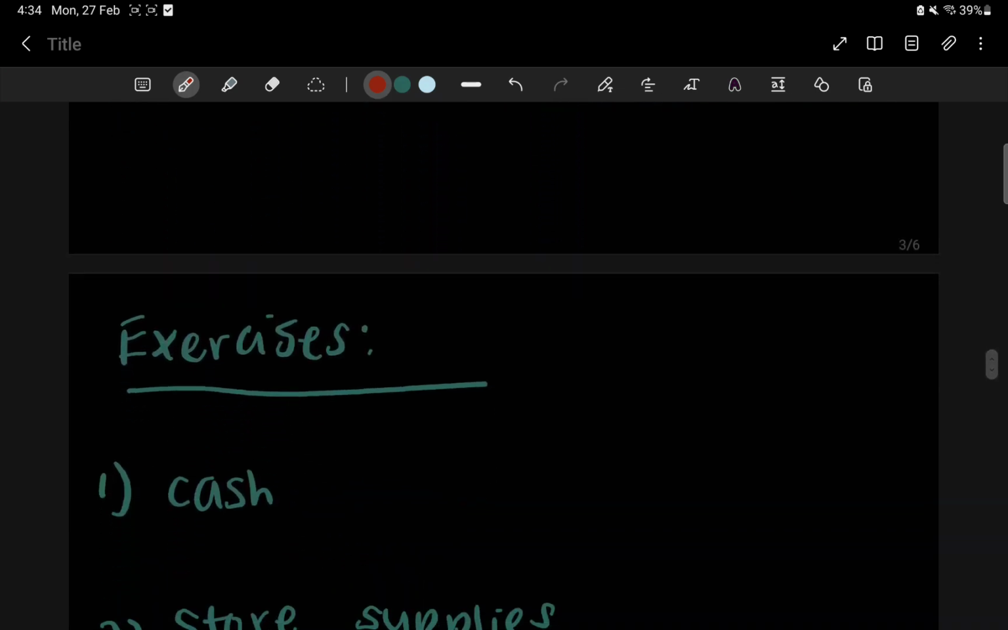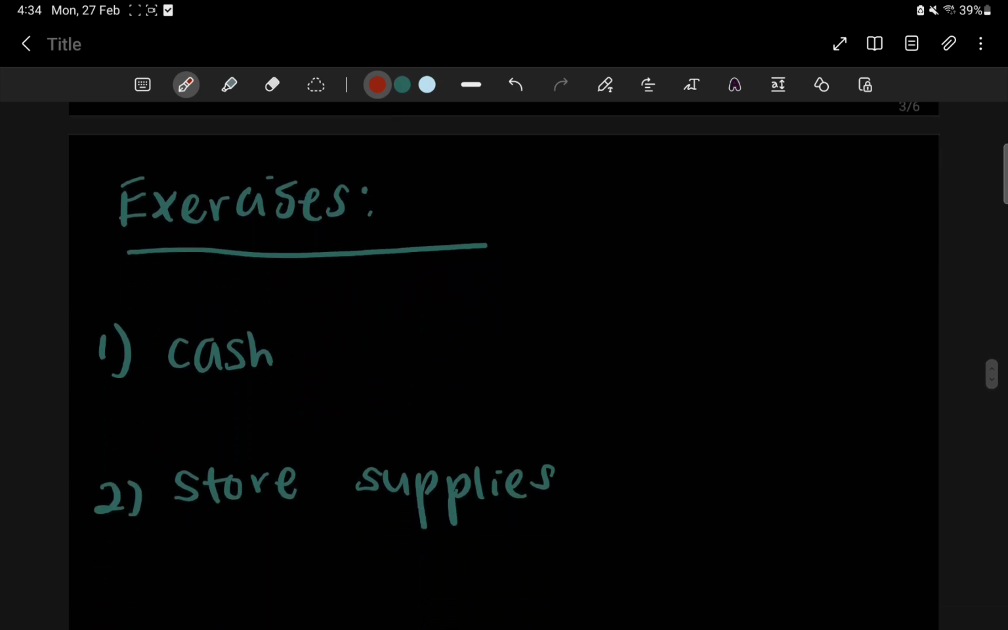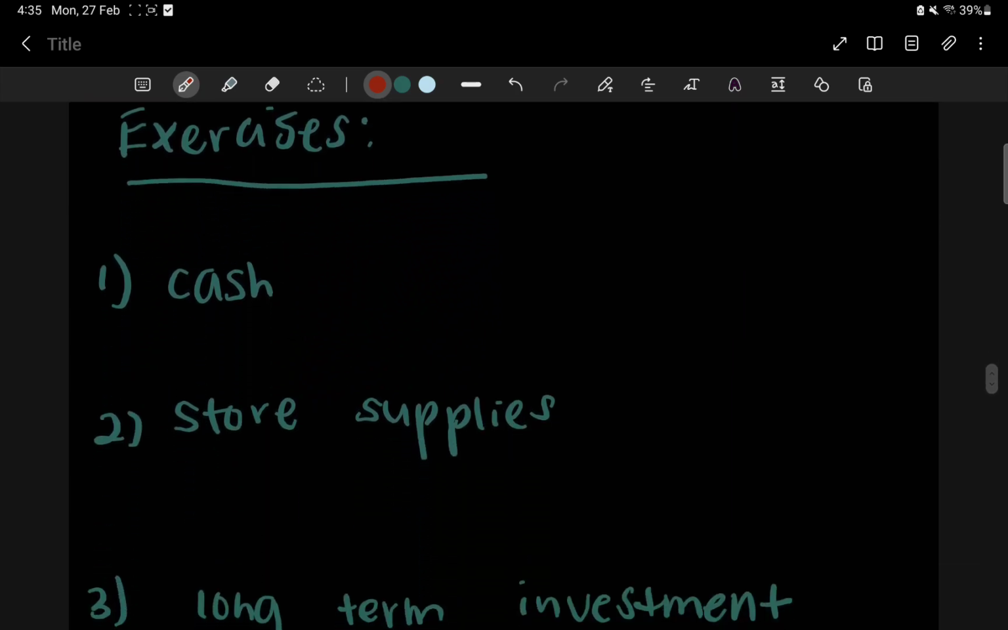Now, let's straight do the exercises. For the exercises, what is cash? Is cash current asset, current liability, owner's equity, non-current liability, non-current asset? What would cash be? Okay, so pause the video. You have to do it and then we can check the answer together. So for exercise number 1, cash. Cash would be our current asset.